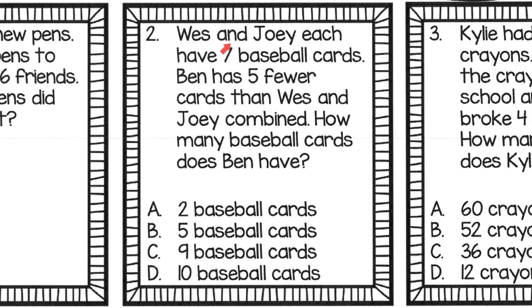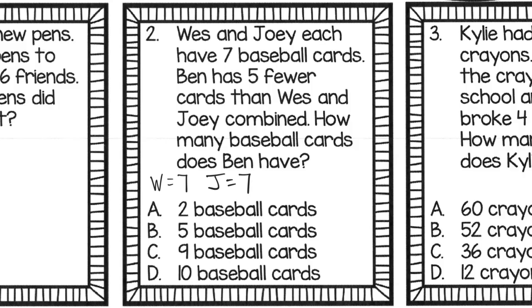Number 2, Wes and Joey each have 7 baseball cards, each of them. Ben has 5 fewer cards than Wes. So we have 3 people here. And Joey combined. So I should have finished that sentence. Ben has 5 fewer cards than Wes and Joey combined. How many baseball cards does Ben have? First, it says Wes and Joey each have 7 baseball cards. So that means Wes has 7 and Joey has 7.